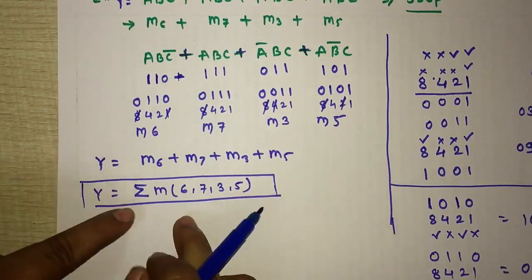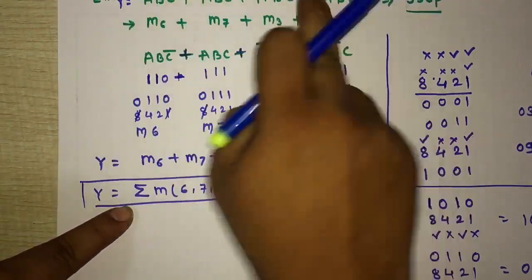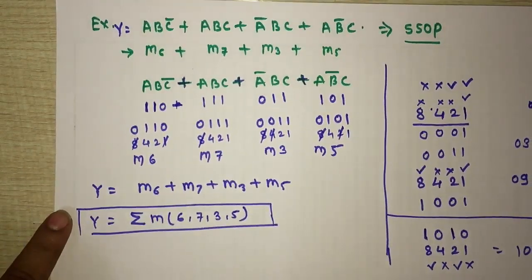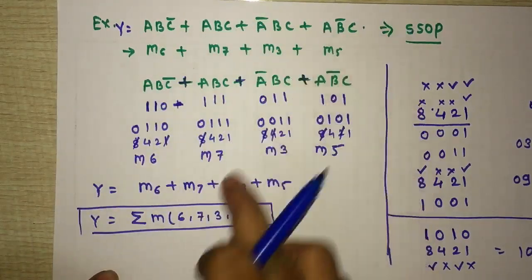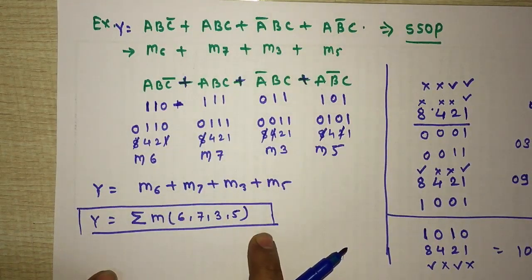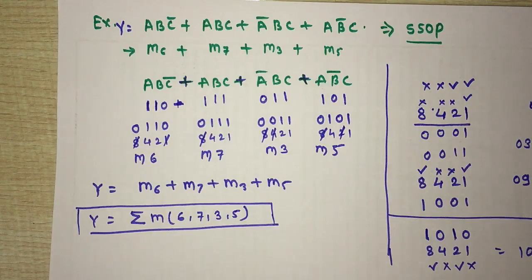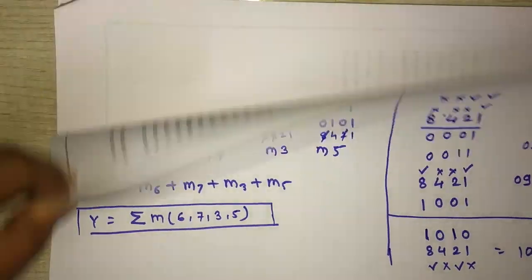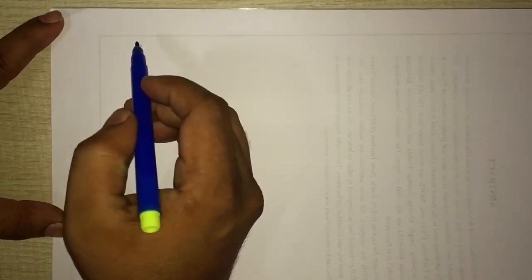Min term equation of this equivalent given equation. Okay, this is the given equation and its equivalent min term format. Now let us consider another example of POS form.